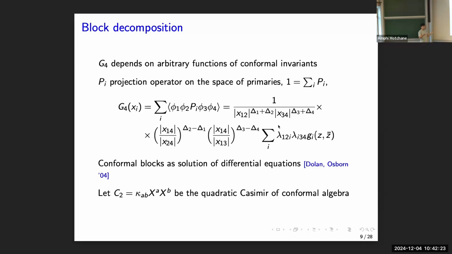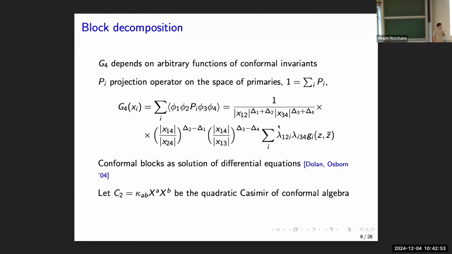But okay, so this is pretty nice, because all the information about conformal symmetry is going there in this 4-point function. But how to actually explicitly write down these conformal blocks? How do you write them down? There are different ways to do that, and one of the most efficient ways is by seeing these conformal blocks as solutions of differential equations.